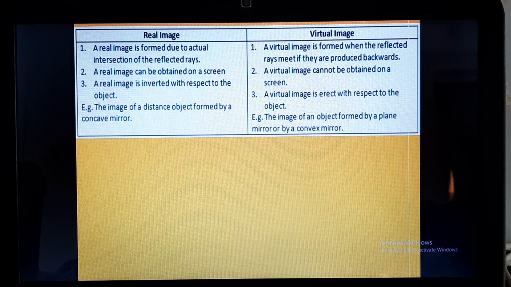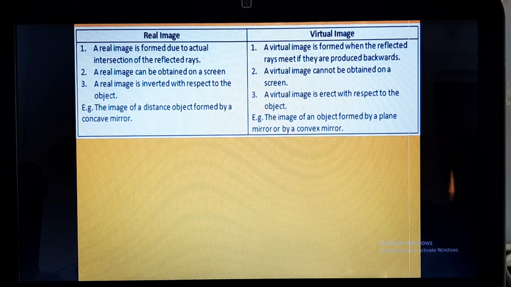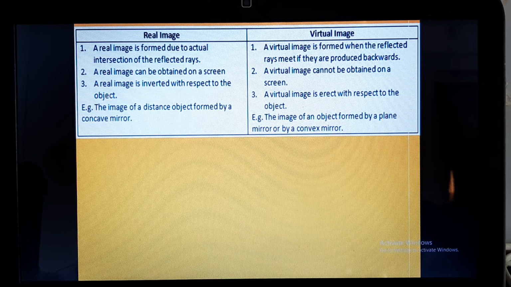So there were no rays in our previous picture that we had seen. Now the real image can be obtained on screen, but virtual image cannot be obtained on screen. So this is the third difference. Now a real image is inverted with respect to the object. This is not very much correct in each and every aspect, and the virtual image is erect with respect to the object. This is also not true in each and every case. So we'll stick to the first 2 points.